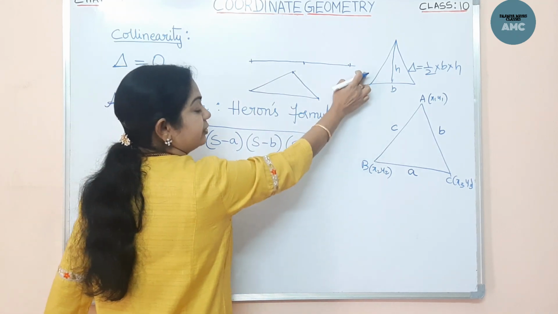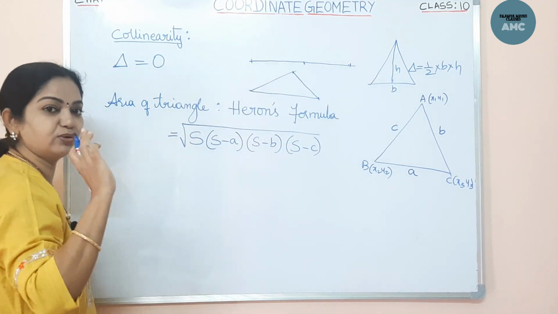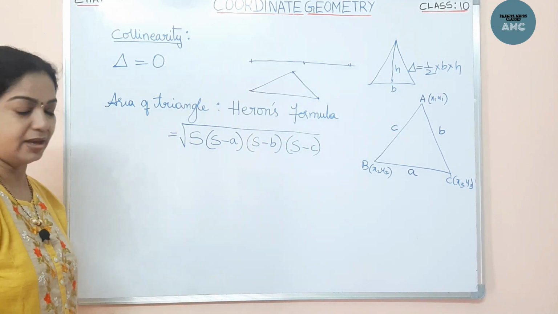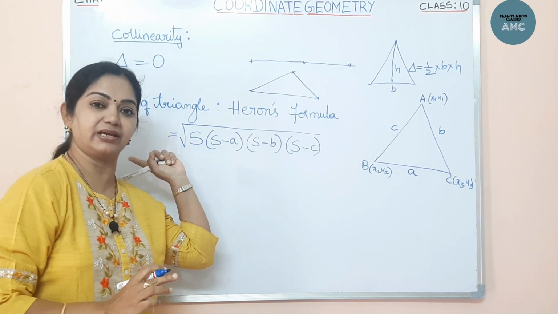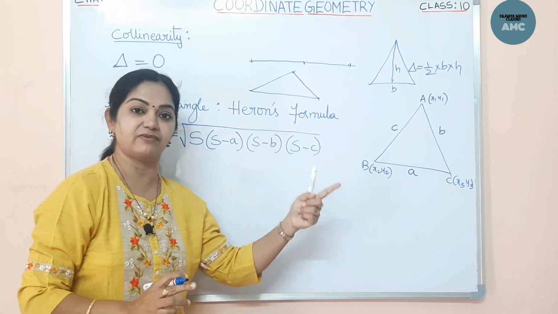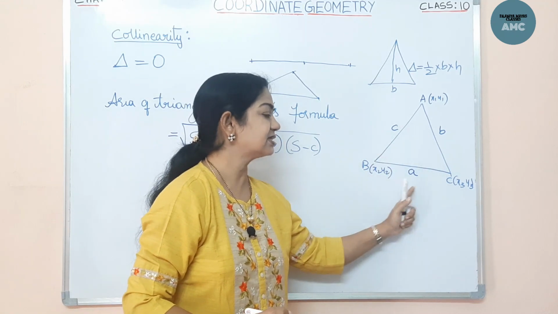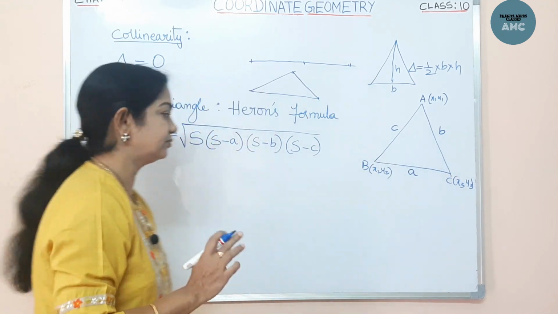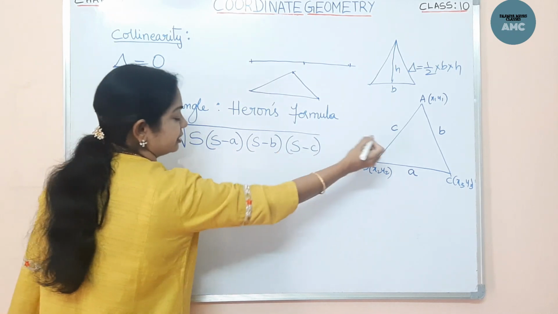Right. Here we know only the height and base: one side I know and one height. If you know the height, you can use that formula. If you know only the coordinates, you can use the area of a triangle which we found just before, half mod x1 (y2 minus y3) and so on. And this is when you know just the sides. If you know the sides, you can use Heron's formula.